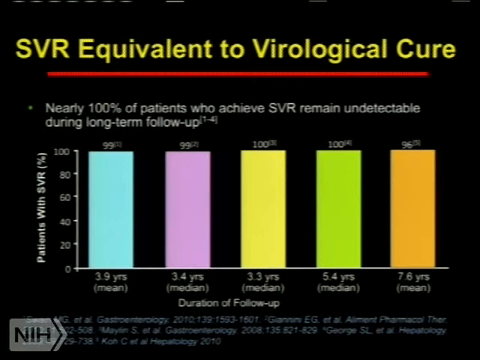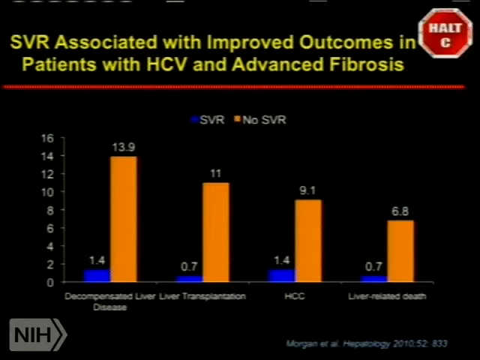But I say virological cure, and that is because individuals with advanced disease may still be at risk for complications of their disease. And this is data from a large NIH-sponsored trial looking at the improved outcomes in patients with hepatitis C with advanced fibrosis who are able to achieve an SVR, shown in the blue bars, compared to those individuals who failed to achieve an SVR.